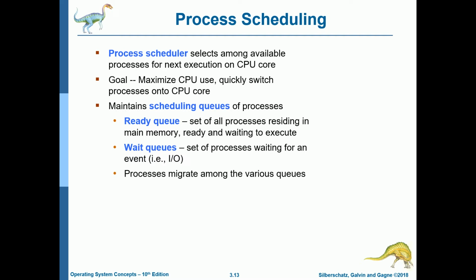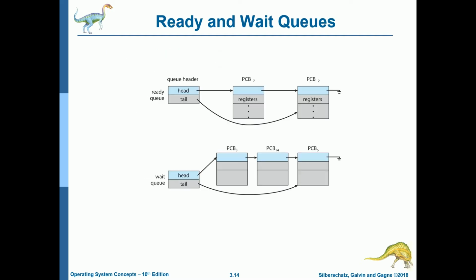Now, the system also includes additional queues. For instance, suppose that a process makes an I/O request to a device such as the hard disk. The process will have to wait for the I/O to become available. Processes that are waiting for a certain event to occur, such as I/O completion, are then placed into a waiting queue. Now, processes move among a lot of the various queues that we have in the system. This is one way that we can view the ready and the waiting queues as a linked list.